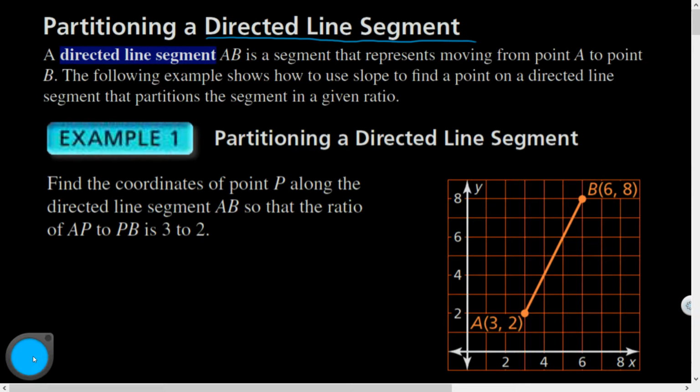What is going on? Directed line segment? I haven't talked about a DLS ever. Here, let's find out what it is together. A directed line segment, AB, is a segment that represents, and this is the part that makes it directed, moving from point A to point B.